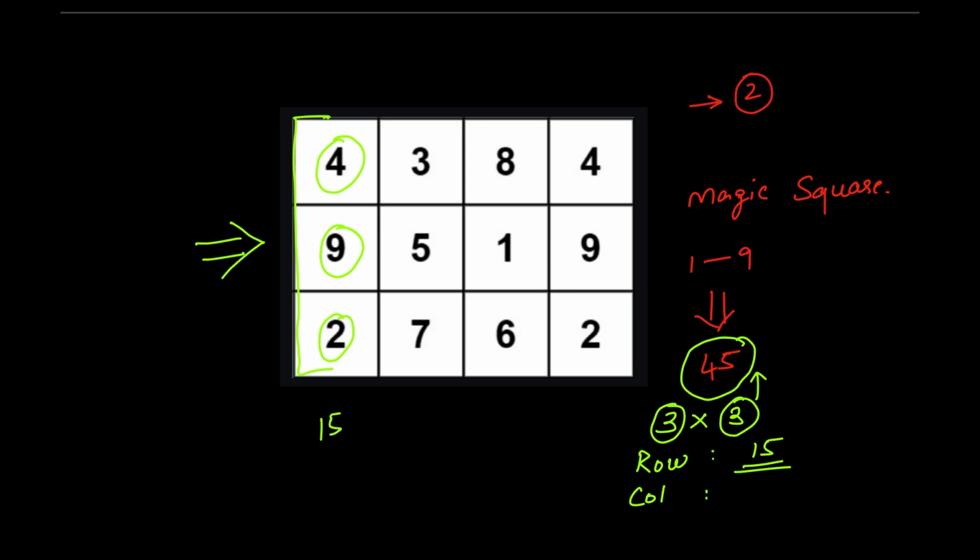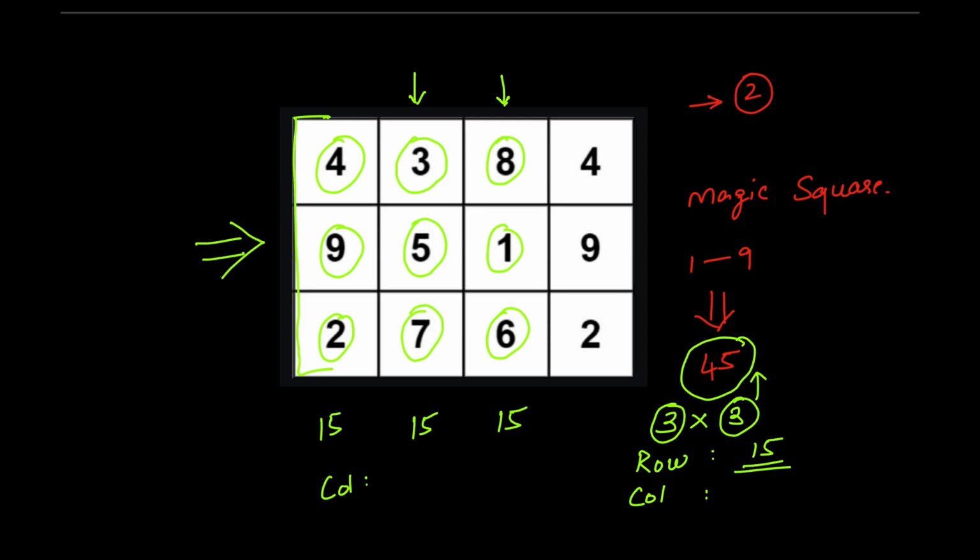So we'll increment our counter to look at the next column, which includes 3, 5 and 7. The total is still 15. So we can just continue forward to looking at the last column, which contains 8, 1 and 6. Again, the total is 15. This means that from the column's point of view, this can be part of a magic square.